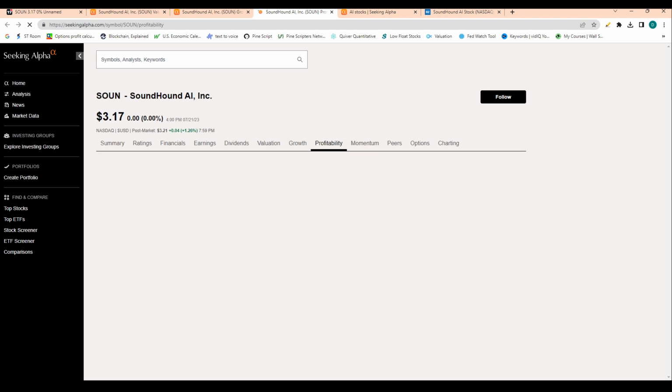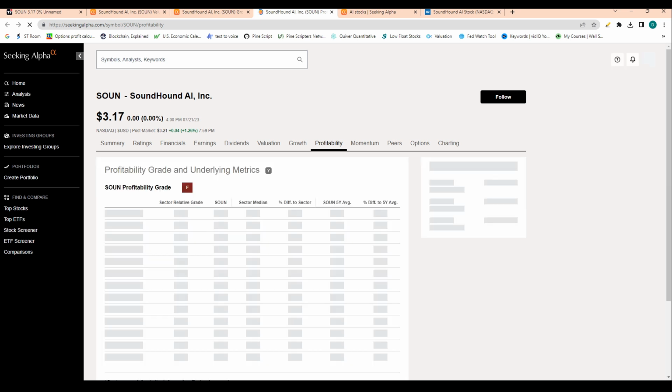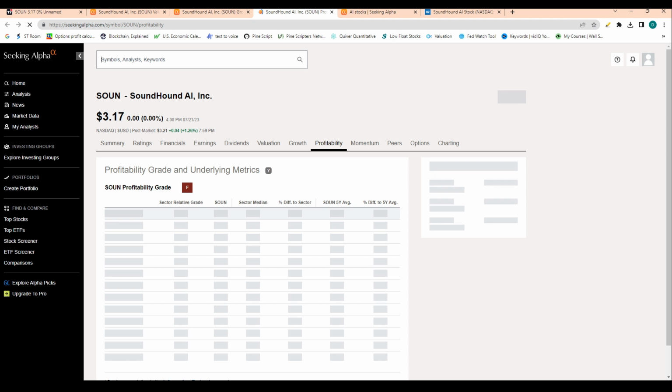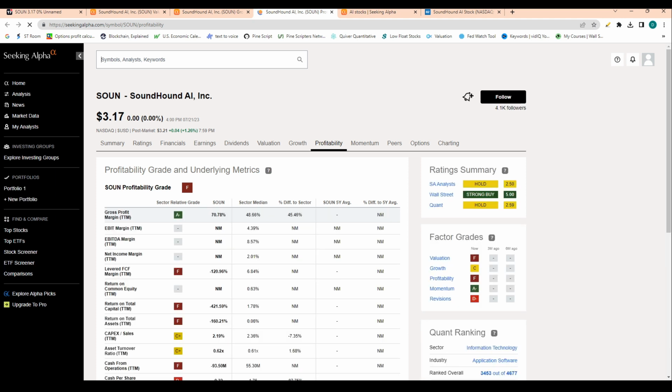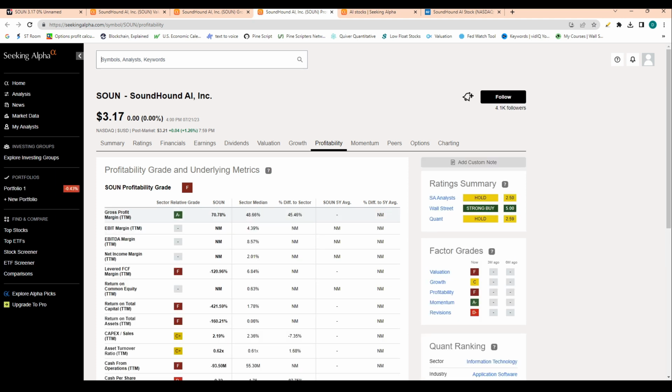With that being said, let's take a look at some of the profitability numbers for SoundHound AI. So just like growth, you always want to see a company be able to turn a profit, and this company is able to turn a profit. So we can see that the gross profit margin is 70%. So basically, anytime they're selling something, they're making 70%.